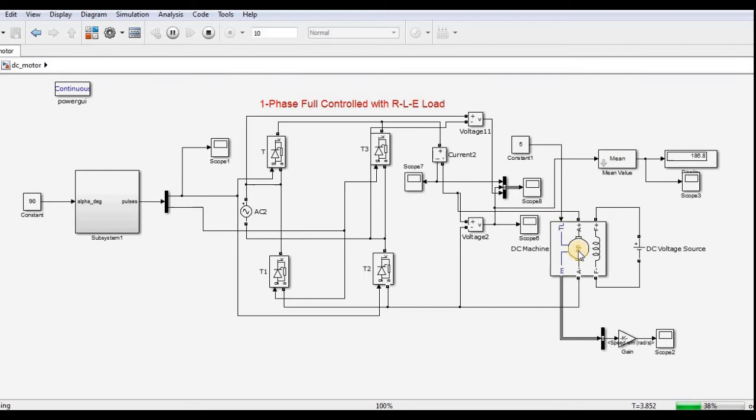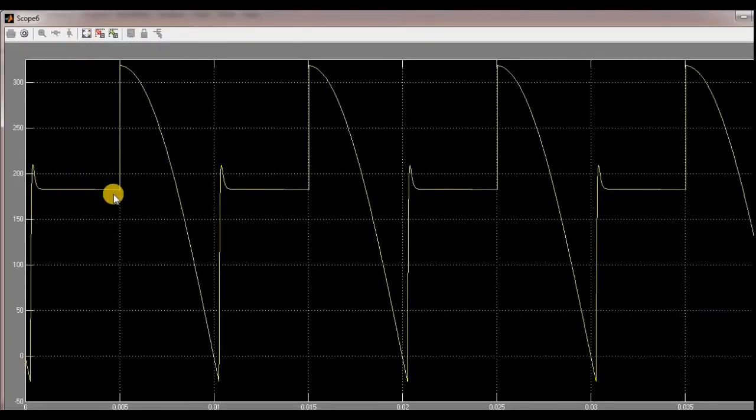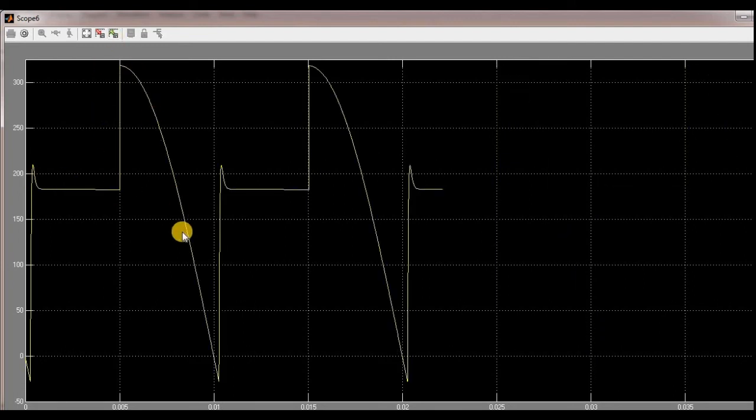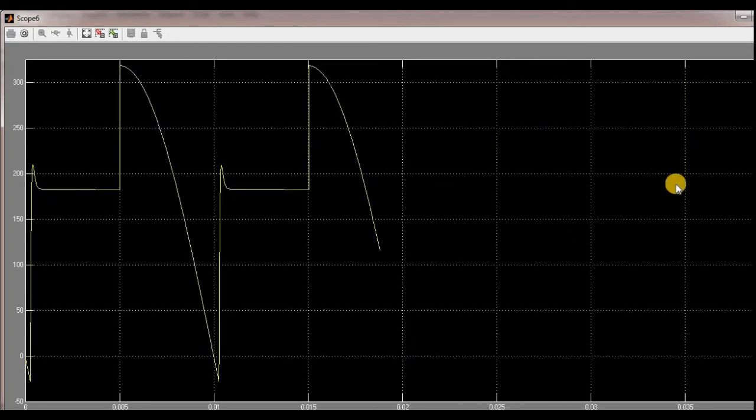The DC motor is an RLE load. The DC motor, so the RLE load is there, so E is present. Voltage across RL is nearly 0 plus E. My output voltage is the voltage across RL, VRL, plus the back EMF E. So the back EMF is coming. You can see here also. See, this is my back EMF. So back EMF is added to my voltage.